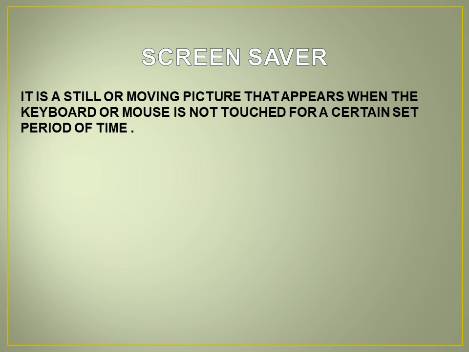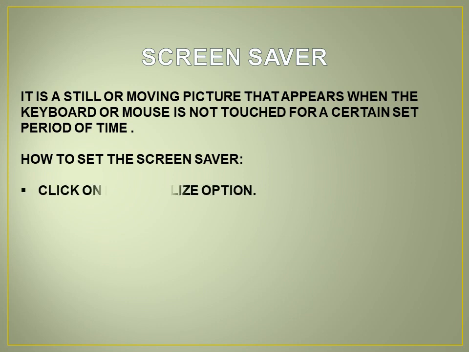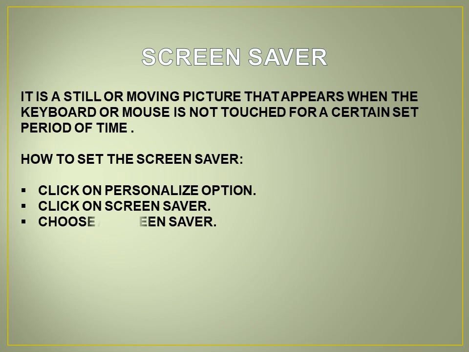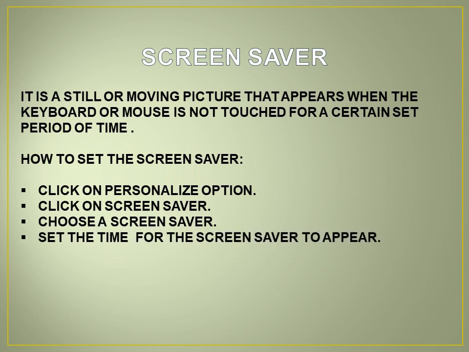Now how you can set the screensaver? Again there are some steps. You will have to click on personalize option in the same way, and you will have to click on screensaver. Then you will have to choose a screensaver, and you will also have to set the time for the screensaver to appear. Then you will click on the OK button and the screensaver will be selected. So in that way you can set your screensaver.